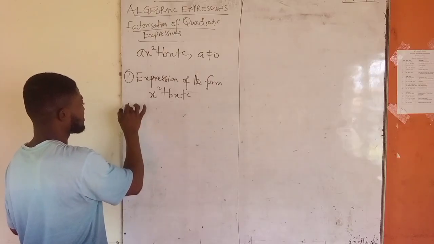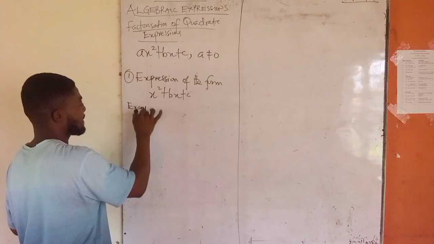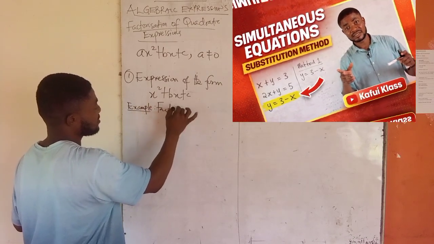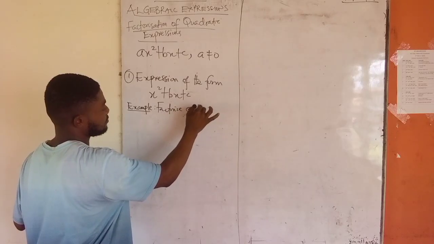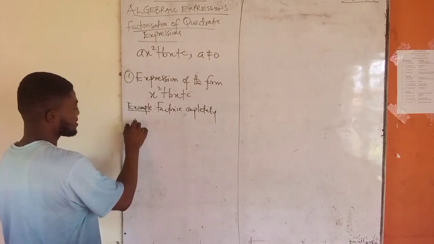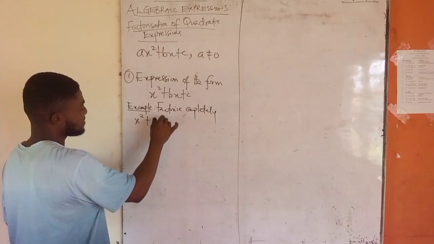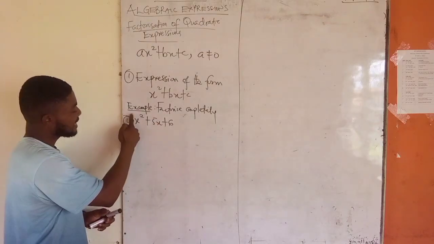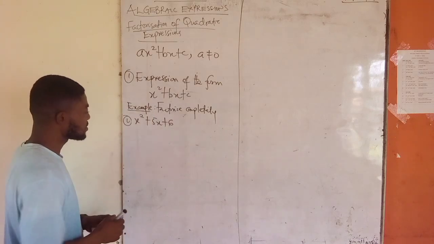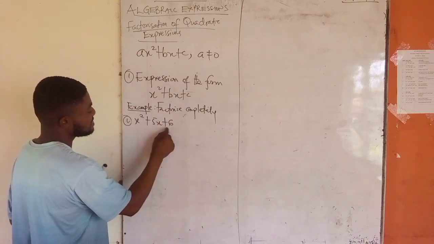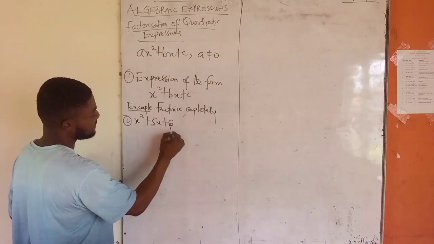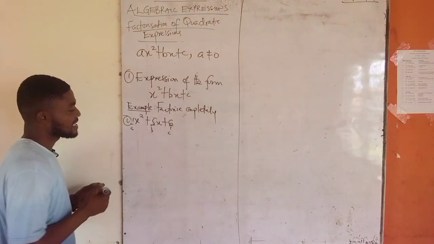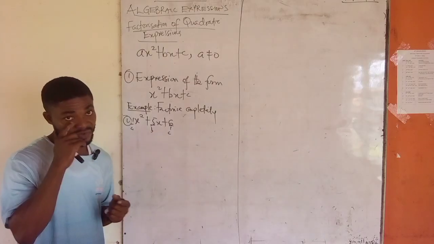Example: factorize completely. I have x squared plus 5x plus 6. This is my first example. You can see here a is 1. So this is a, this is b, this is c. You are going to find the factors of c such that when we multiply we get c, but when we add we get the b over here.